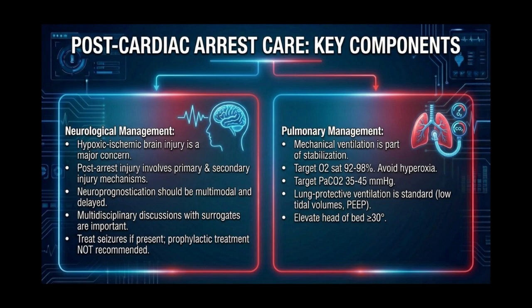Regular and transparent multidisciplinary discussions regarding the anticipated time course and uncertainties surrounding neuroprognostication should be conducted with the patient's surrogates. Seizures can manifest after a cardiac arrest. While it may be appropriate to consider anticonvulsant regimens for seizures that arise from various etiologies, it is important to note that seizure prophylaxis is typically not recommended for adult survivors of cardiac arrest.